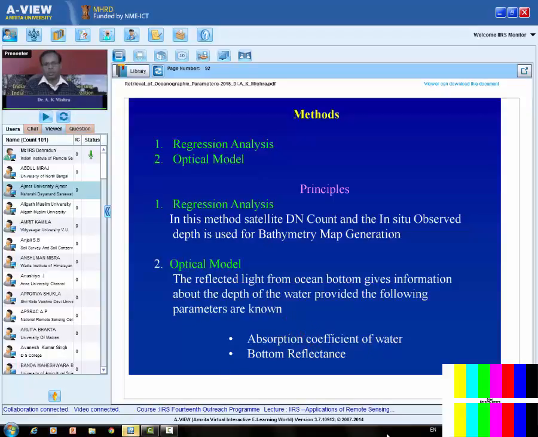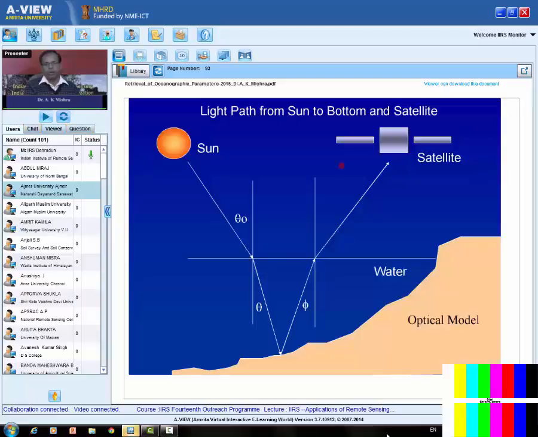If these two parameters are known, then you can go for retrieval of depth of the ocean. That is, the solar light is reaching here, and if you know the attenuation coefficient of the water, how much light it is getting reduced here, you will know. Then if you know the bottom reflectance, bottom material, that is sand, silt, clay, if their reflectance property is known, then how much light is reflected back you will know.